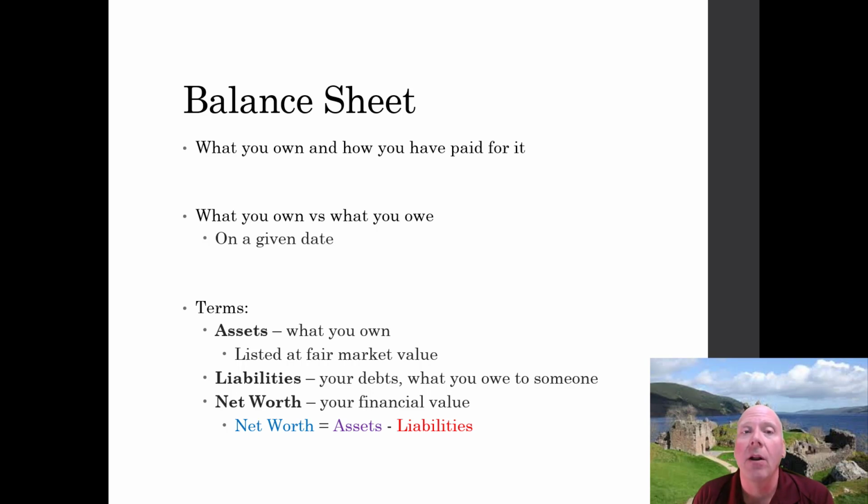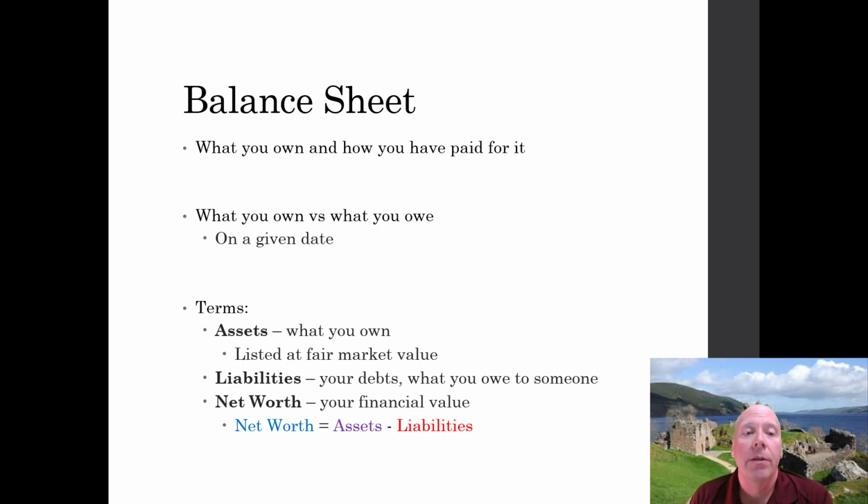So if you think about it, all of the things that you own, the value of all your assets, is going to be equal to the money that you have invested personally, your net worth, and the money that you have borrowed from someone else, the liabilities. So your net worth is your financial value on that day. We calculate this by taking the value of your total assets and subtracting off the value of all your liabilities.